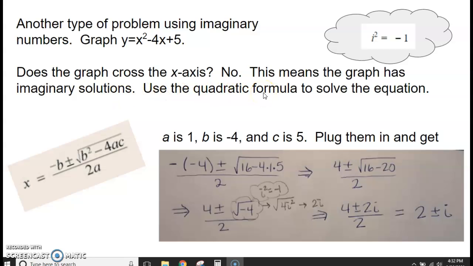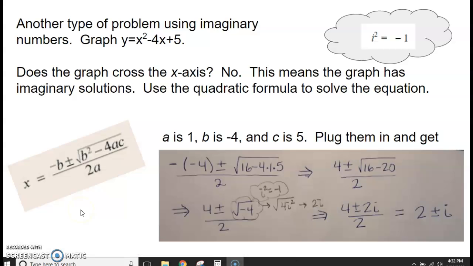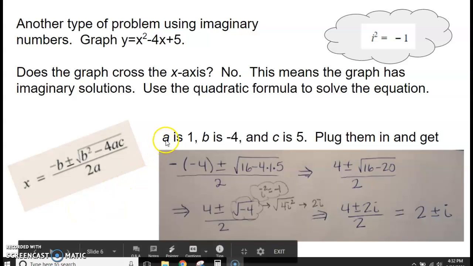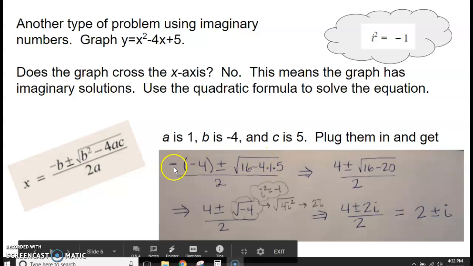And in case you forgot what the quadratic formula is, I have it over here on the left. Negative b plus or minus the square root of b squared minus 4ac all over 2a. You have to get your a, b, and c, and they come out of the equation up here. It's the coefficients, the numbers in front. So the number in front of x squared is 1, that's my a value. The number in front of x is negative 4, that's my b value, and c is 5. So you plug them into the quadratic formula and you get all this lovely stuff that I wrote right here.